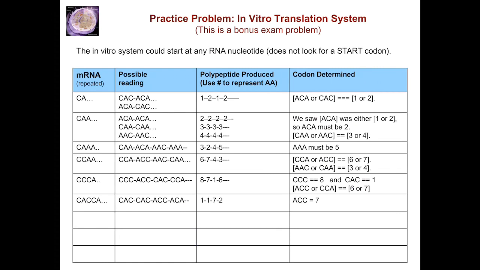So anyway, hopefully, if you take a look at my practice problem, this kind of makes sense. It shows you the step-by-step logic of how they came about to figure out the genetic code table.